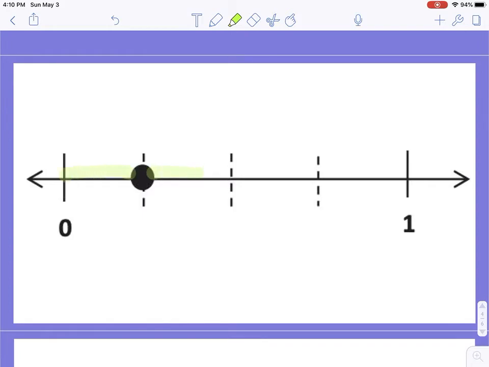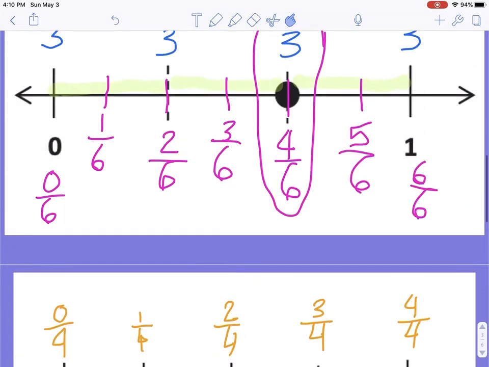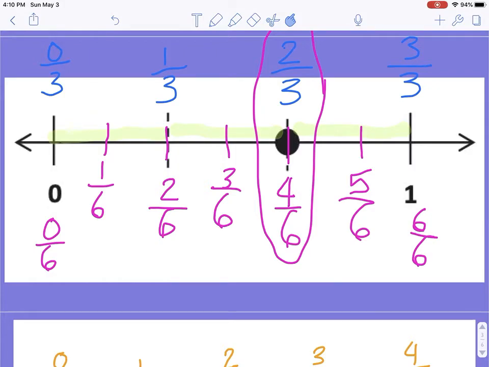1, 2, 3, 4. Okay, 4. That means they are fourths. And I'm trying to find what other fraction would fall at this spot. So if I had 0/4 here, I know I have 1/4 of that black dot, 2/4, 3/4, and 4/4. Now I kind of pick the fraction that I know the number 4 could fit into. Just like up here, I picked 6 because I know that 3 goes into 6.